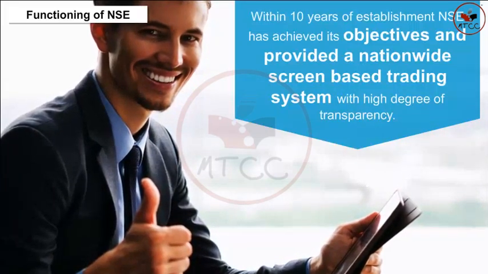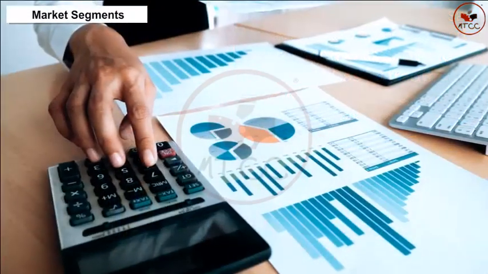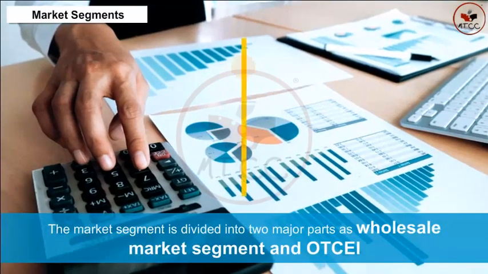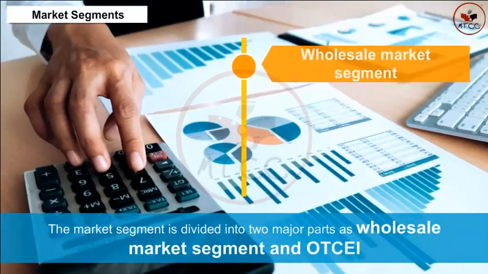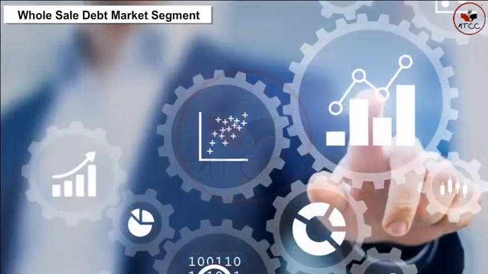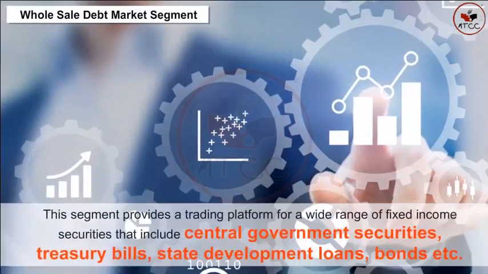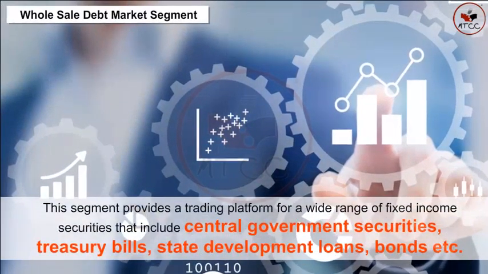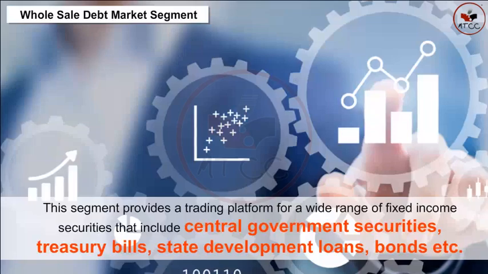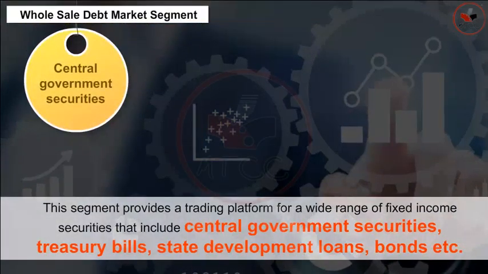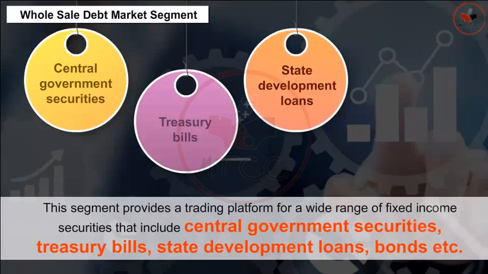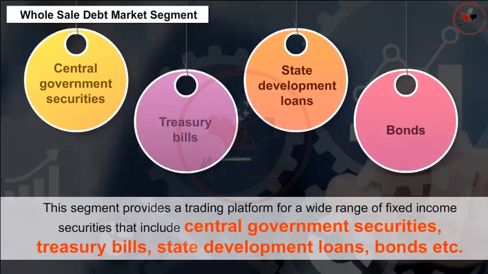Within 10 years of establishment, NSE has achieved its objective and provided a nationwide screen-based trading system with a high degree of transparency. Market segments. The market segment is divided into two major parts as wholesale market segment and capital market segment. Wholesale debt market segment. This segment provides a trading platform for a wide range of fixed income securities that include central government securities, treasury bills, state development loans, bonds, etc.